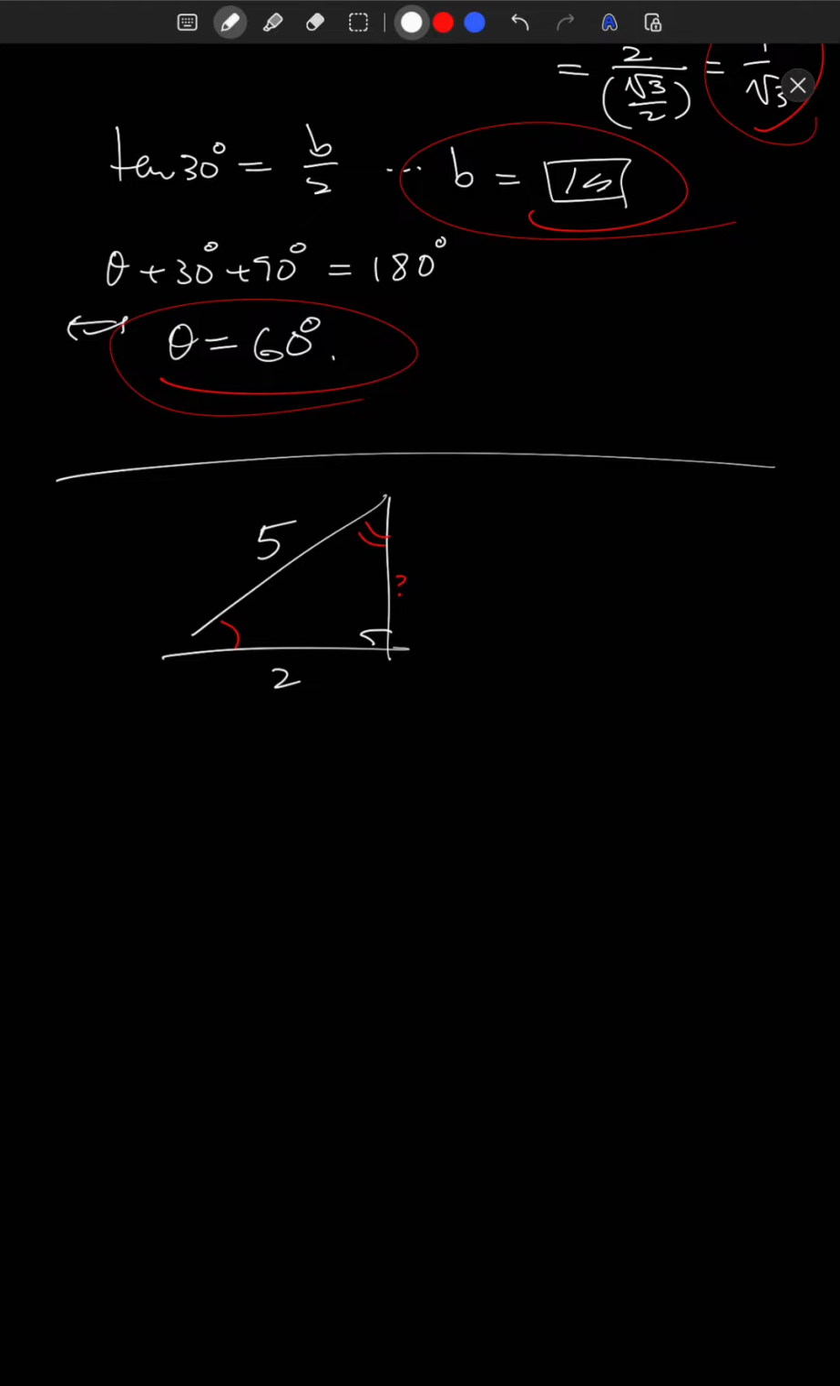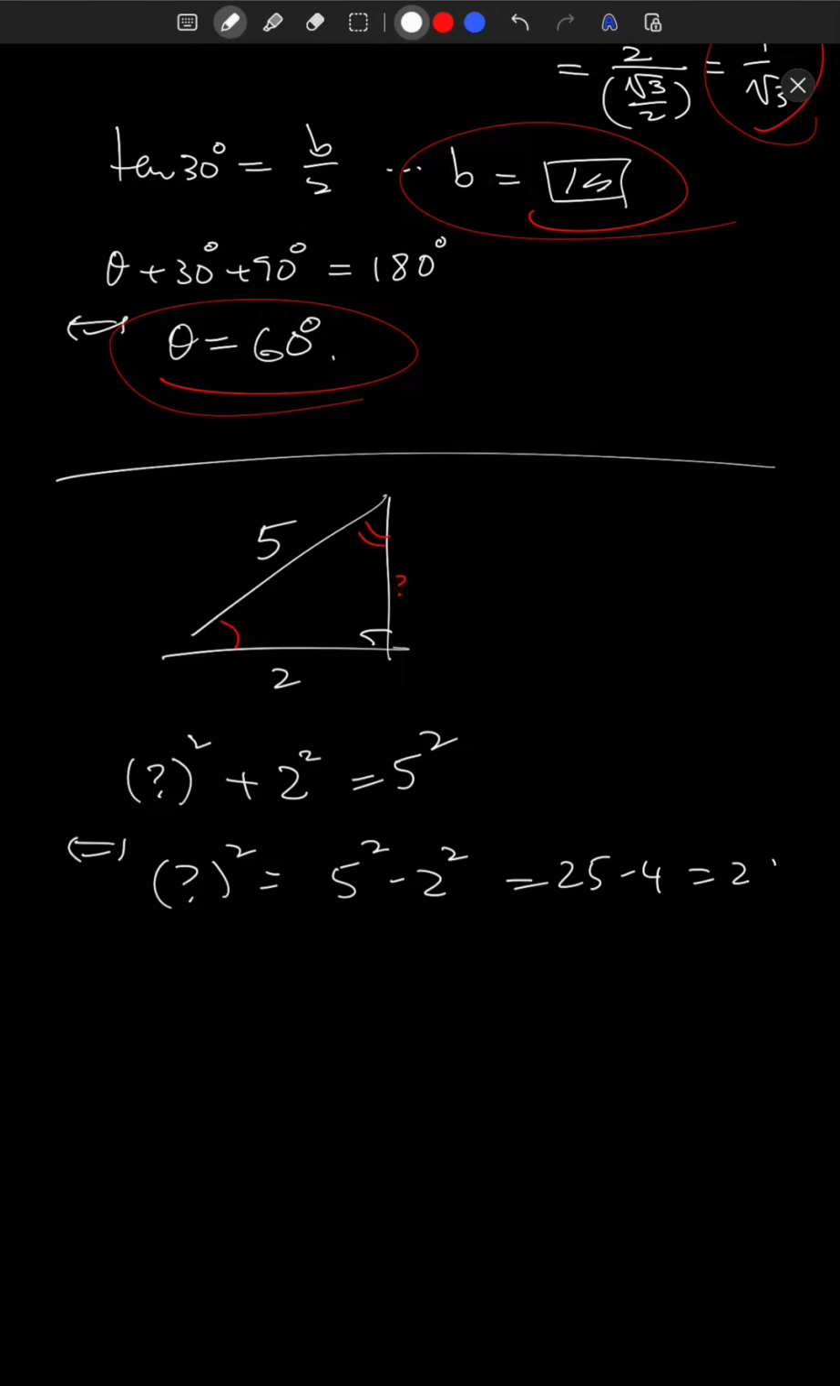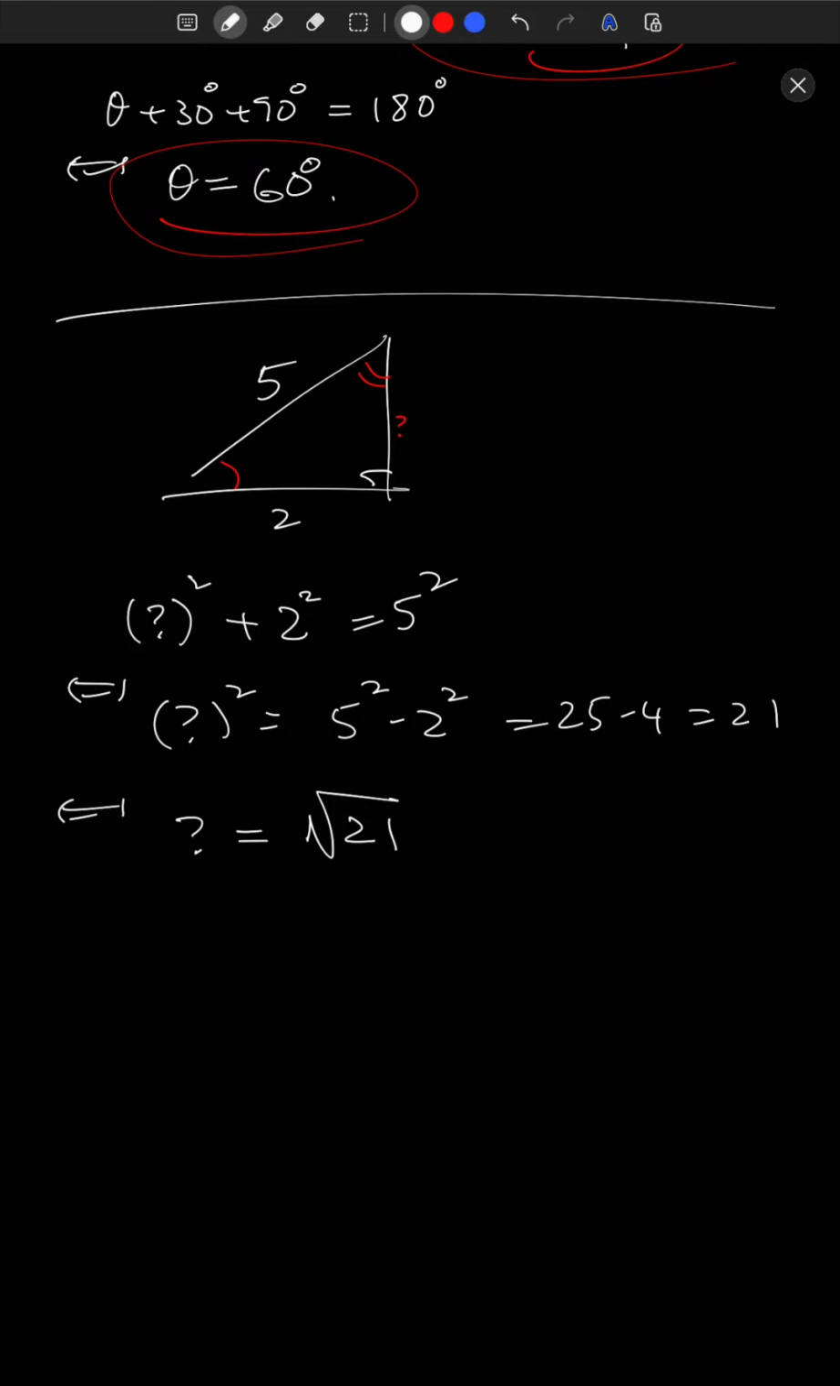For example, we have the Pythagorean theorem, which tells me that this question mark, I'm not even going to give it a name, question mark squared plus 2 squared is equal to 5 squared. And so question mark squared is equal to 5 squared minus 2 squared, which is 25 minus 4, which is 21. And so question mark is equal to plus or minus square root 21. But we know we're talking about physical triangles here, so you can't have a triangle with negative length. So we only keep the plus root 21. All right, and so we have our third side.